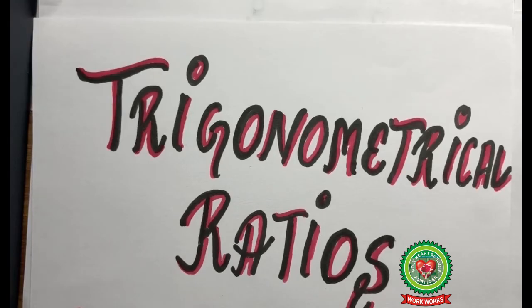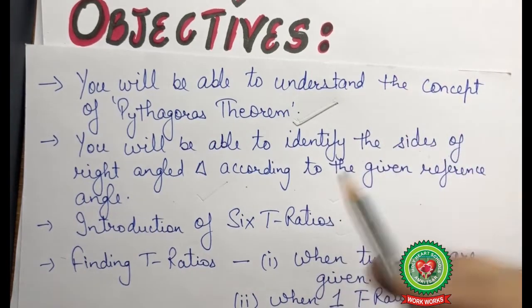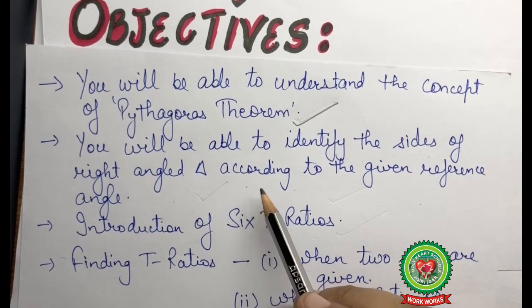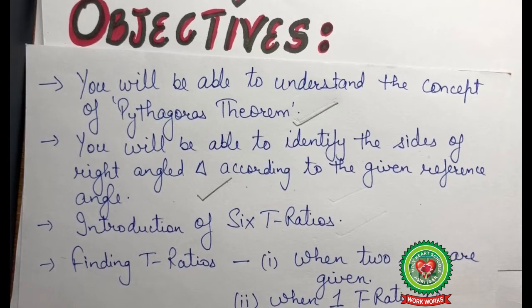Hello students, welcome back for another video on the topic of trigonometrical ratios. In our previous video, we discussed Pythagoras theorem and how to identify the sides of a right angled triangle according to a given reference angle. Now, in this video, we are going to discuss the 6 T ratios and we are going to solve a sum based on finding the 6 T ratios when all the 3 sides are given to us.